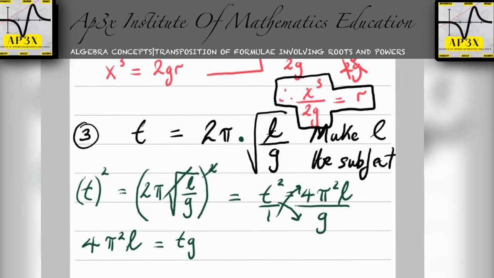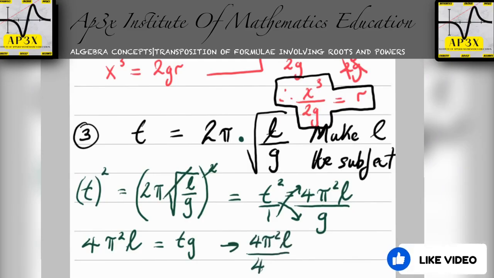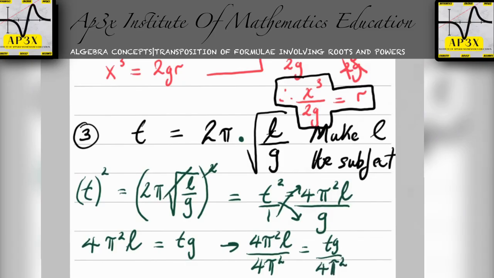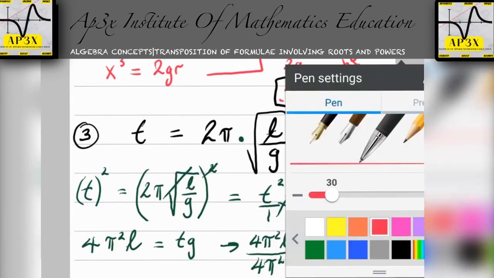Beautiful. Remember that we're trying to find L as the subject, so we need to get rid of 4 pi squared. Splitting the product, we end up with 4 pi squared L divided by 4 pi squared, and that is equal to tg divided by 4 pi squared. And then now we simply do a cancellation.